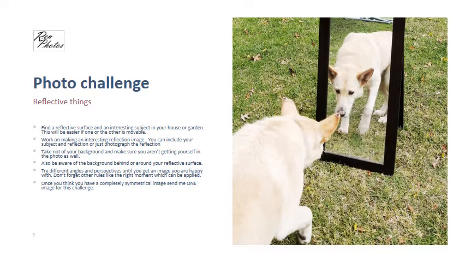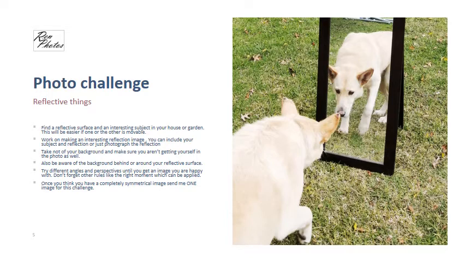Work on making an interesting reflective image. You can include your subject and reflection, or just a photograph of the reflection. You don't have to have the actual dog in the photo. You can just photograph the reflection. If you move around and play around with this, you'll see what I mean.